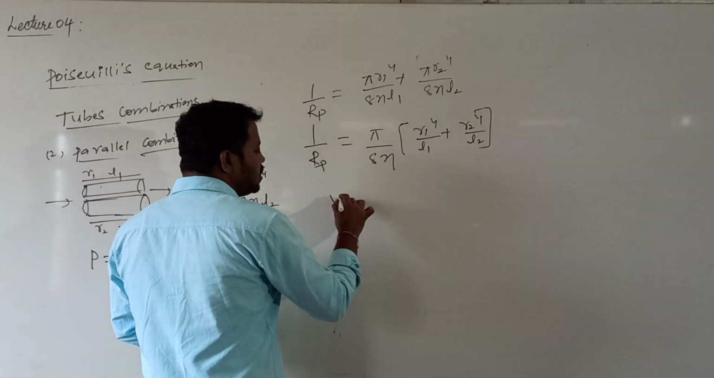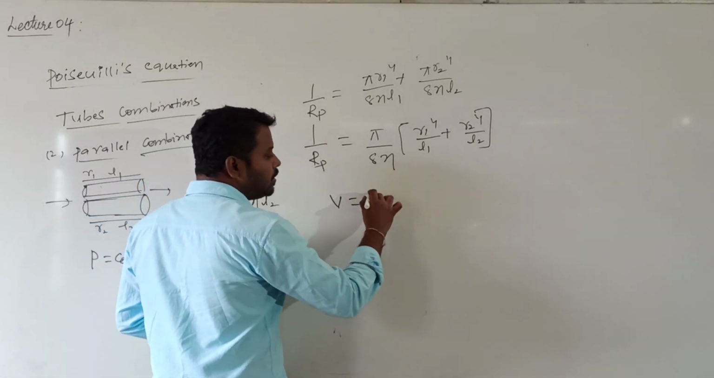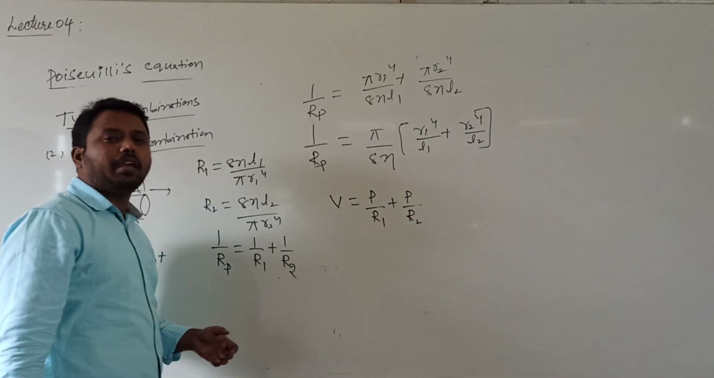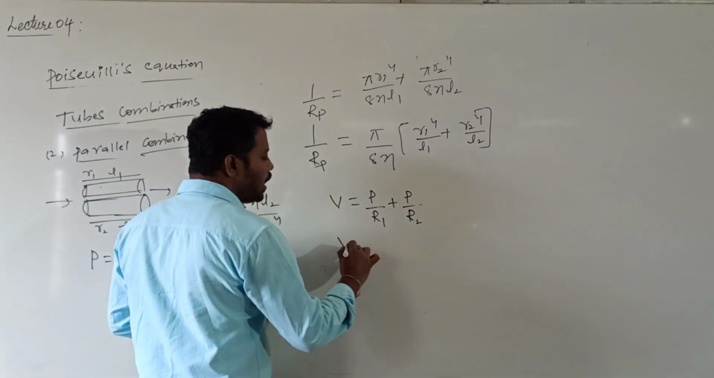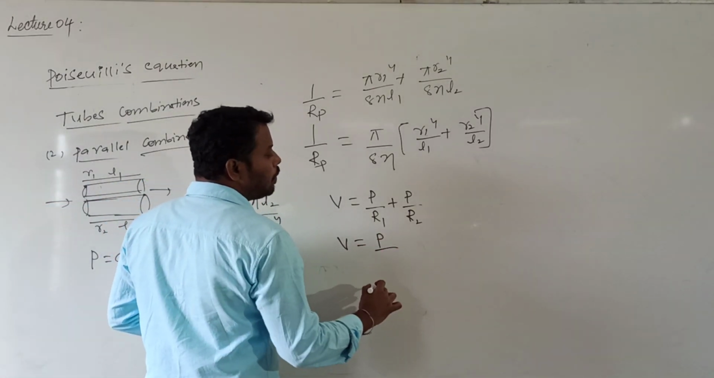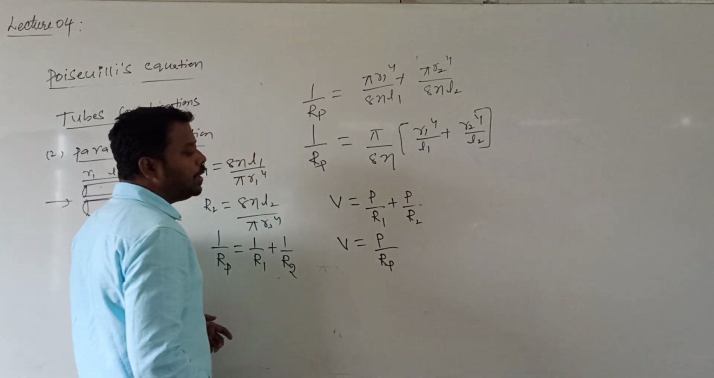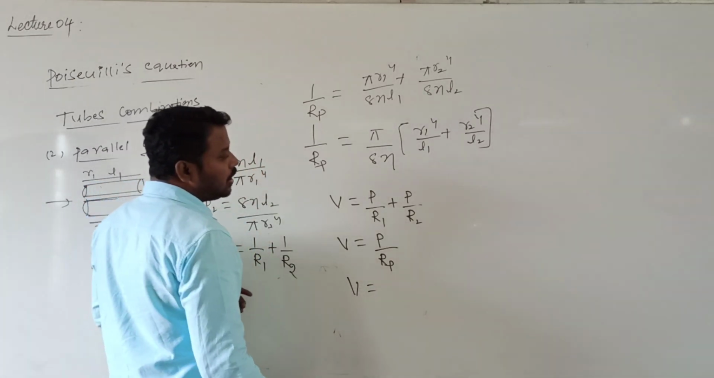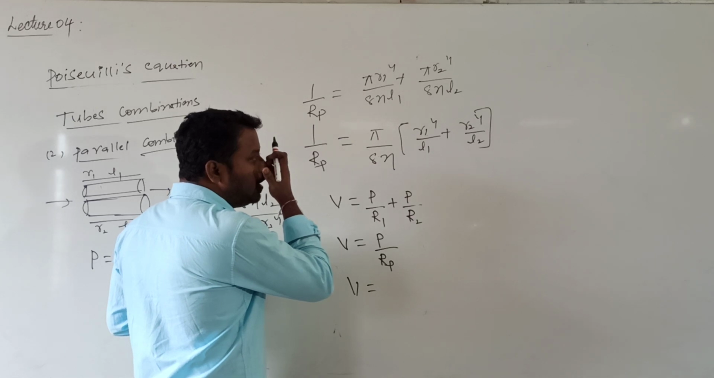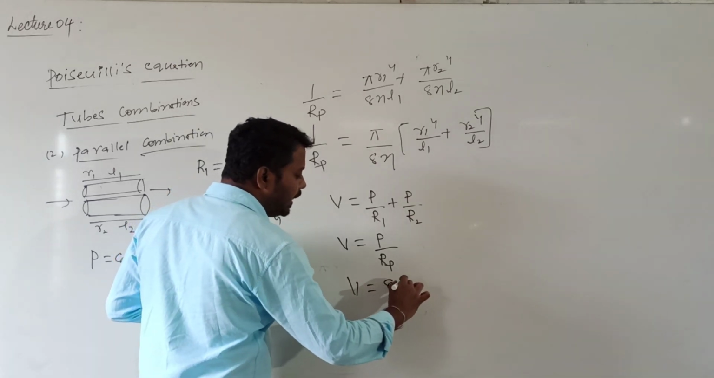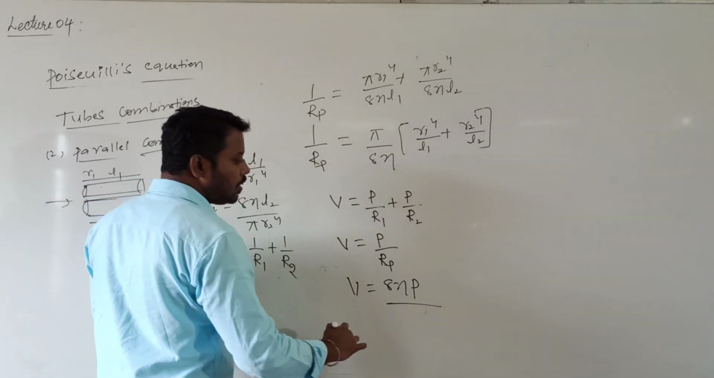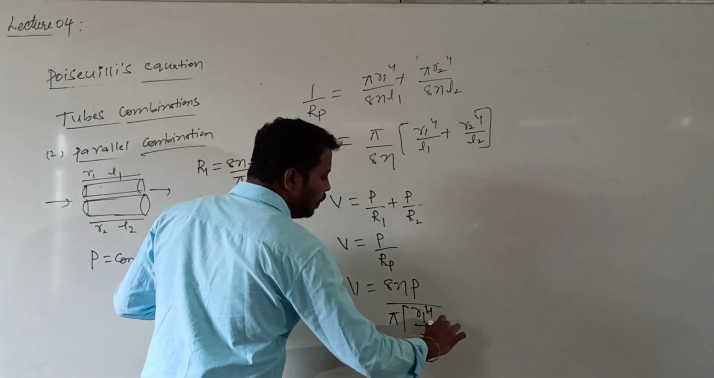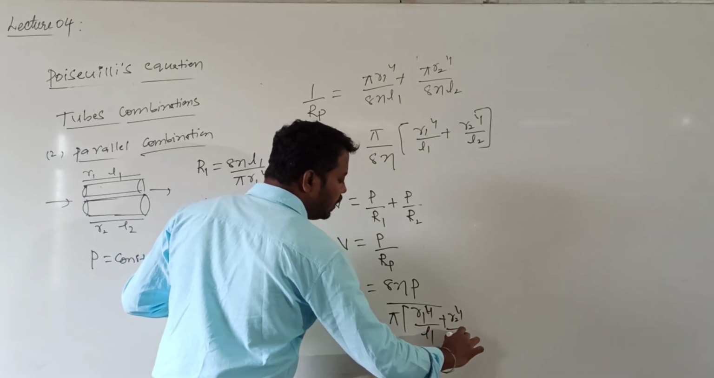Now what I want to calculate is the total volume of fluid flowing per second across the combination. Total volume V is equal to P divided by R1 plus P divided by R2. I write P because the pressure difference will be the same. Then V is P times (1 by R1 plus 1 by R2), that is 1 by Rp. When I substitute the value of 1 by Rp, what I get is, taking the 8 into eta to the numerator, V equals pi into P divided by 8 into eta into (R1 power 4 divided by L1 plus R2 power 4 divided by L2).